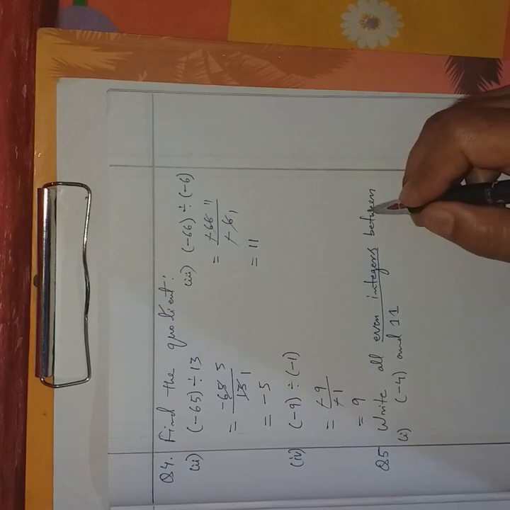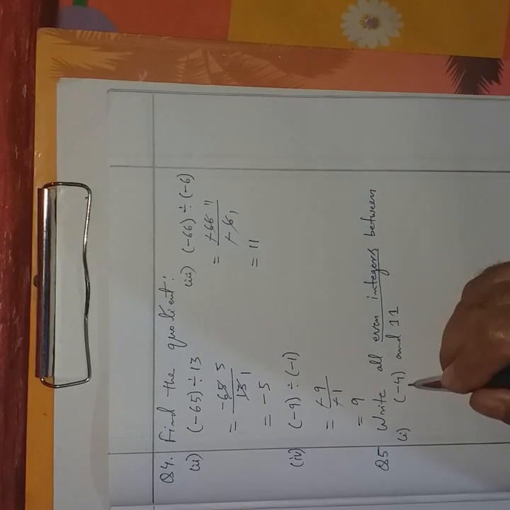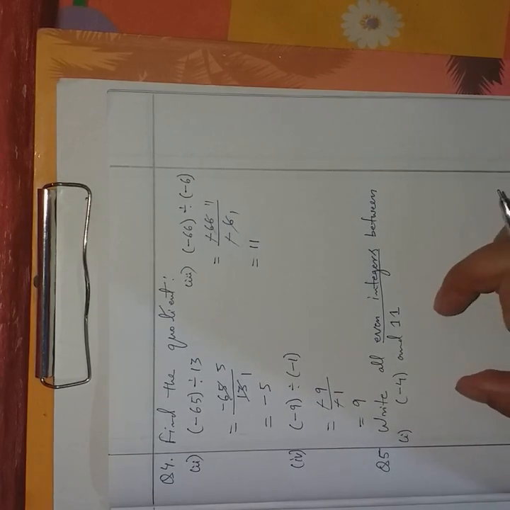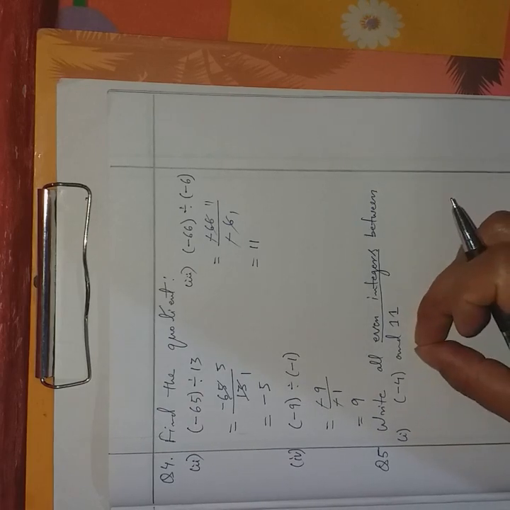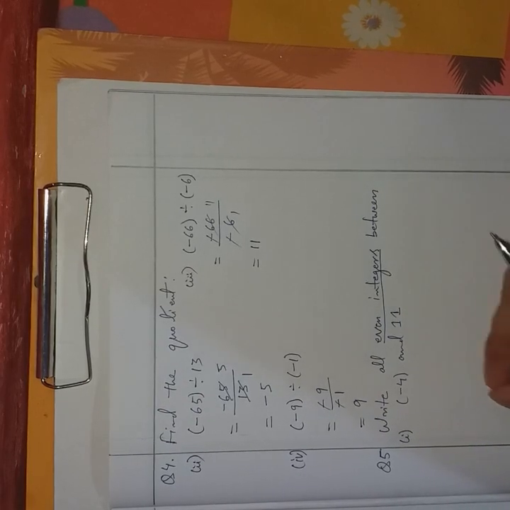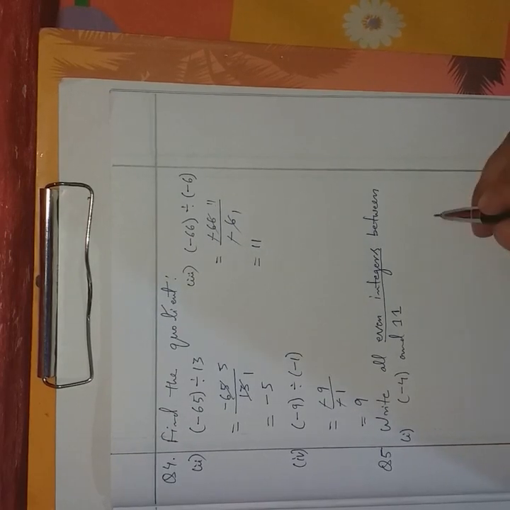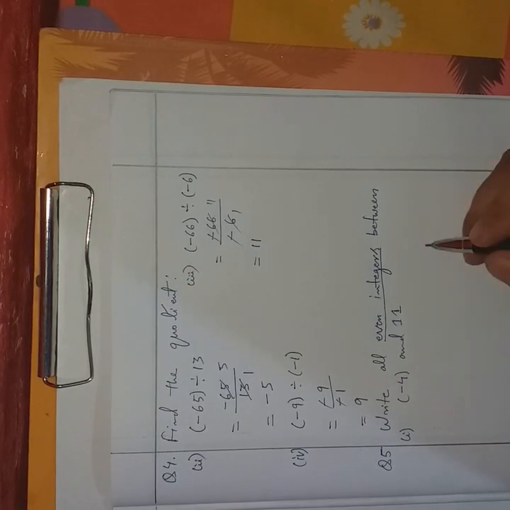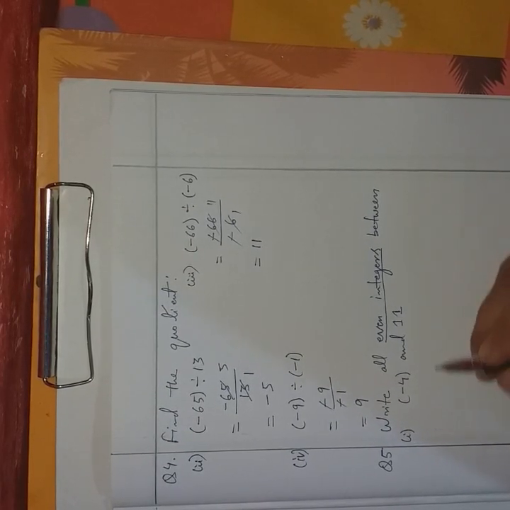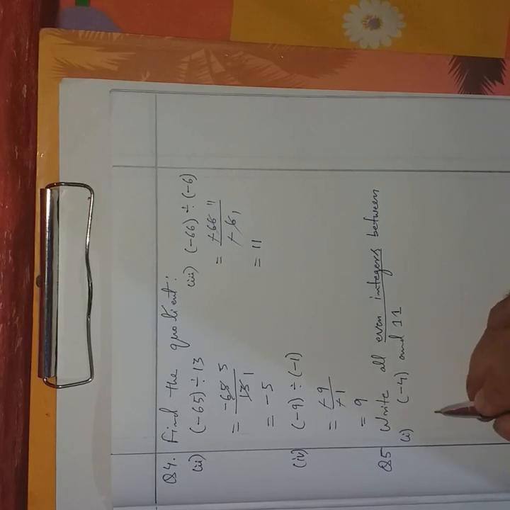The word between is also there. So leaving this minus 4 and 11, the numbers which are between these two we have to write down. First of all we'll make a number line. From that way also you can do it, or directly you can write the answer.